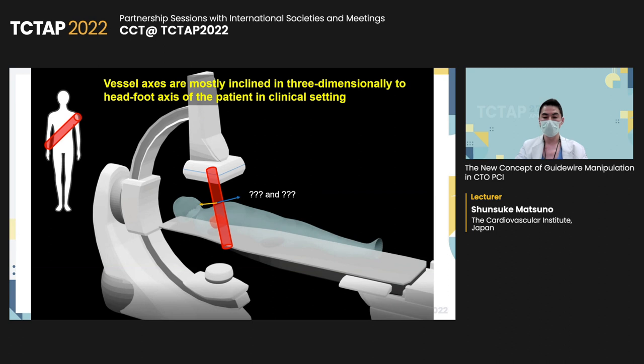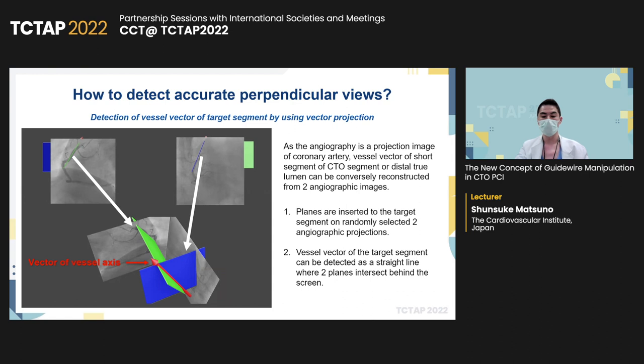The first step is to detect the vessel vector of the target segment by using the vector projection method. As angiography is a projection of the 3D coronary artery, the vessel vector of a short segment of the CTO segment or distal true lumen can be conversely reconstructed from two angiographic images. First, planes are inserted to the target segment on two randomly selected angiographic projections. And then the vessel vector of the target segment can be detected as a straight line where the two planes intersect behind the screen.